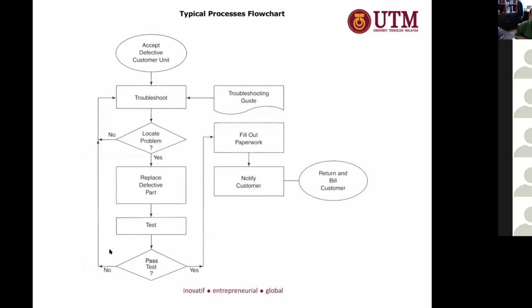This is a simple flowchart. I think you have done this in your company. We begin here, accept defective customer unit. The process is troubleshooting. If we find the problem, we replace the defective part. If not, we have to troubleshoot again until we find the problem, replace part. The next process, test. So decision again. If it fails, if it passes, we prepare the report, call the customer to collect, and the customer gets the unit. This is a simple flowchart.